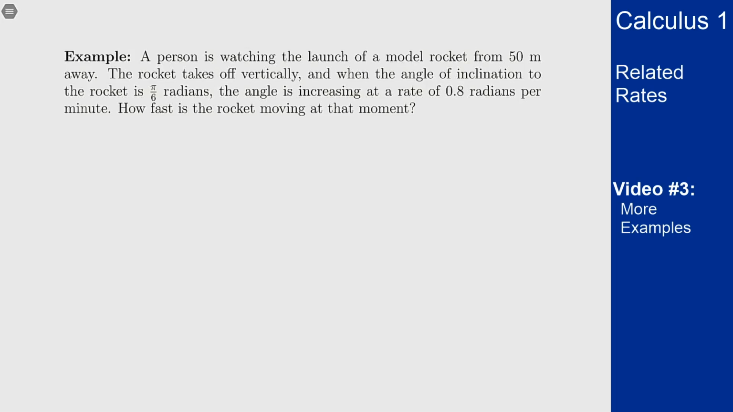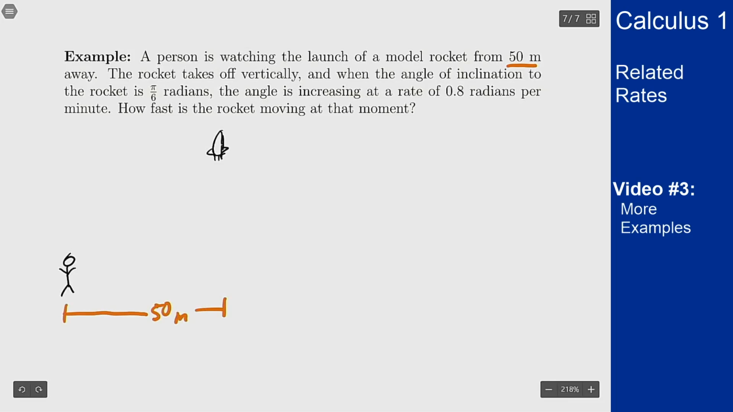Again, let's start by drawing a picture. There's a rocket, there's our person. What do we know from the problem statement? The length to the launch point is 50 meters. Is that value changing? The answer is no. The person's not moving horizontally. They're staying right there. So that length is always 50 and that can stay there.